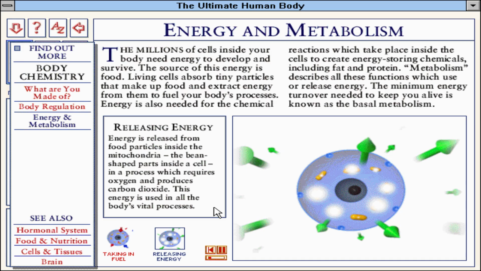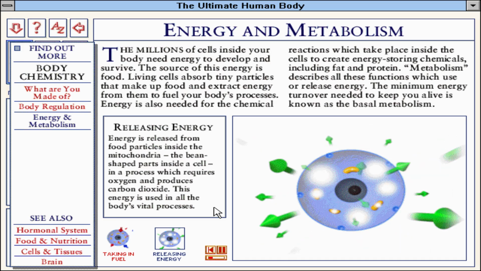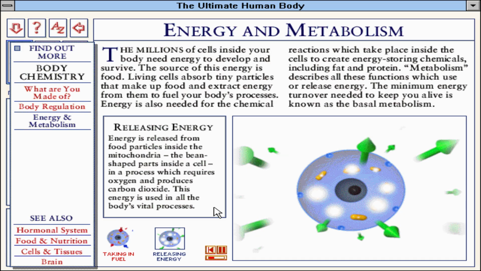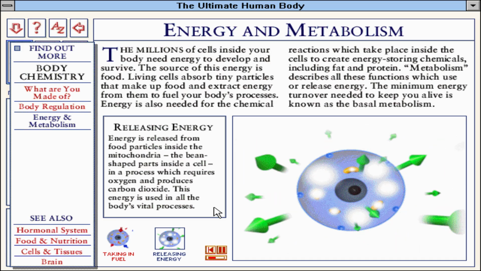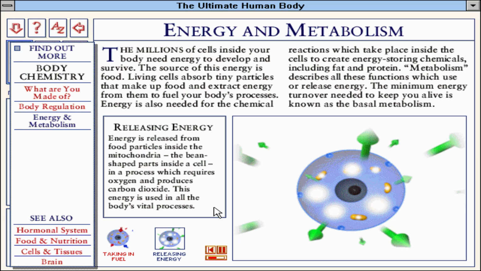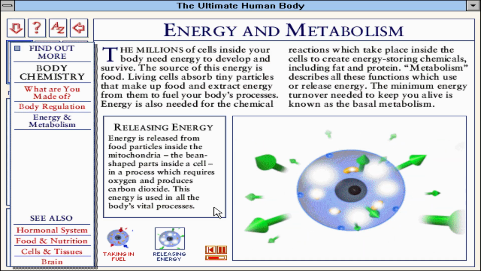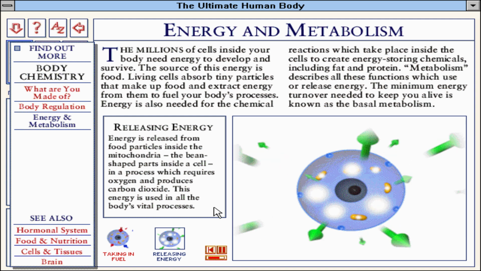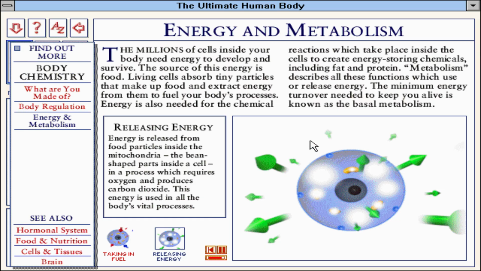The energy from food is released inside thousands of cell parts called mitochondria in a process that requires oxygen. Carbon dioxide, which is represented by the green arrows, is a waste product of this process. The energy is used to fuel all the chemical reactions that maintain and repair the cell and to provide heat for body warmth.